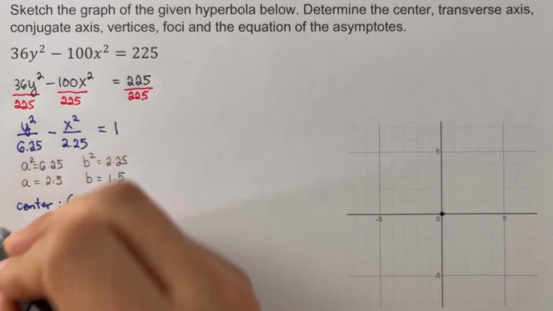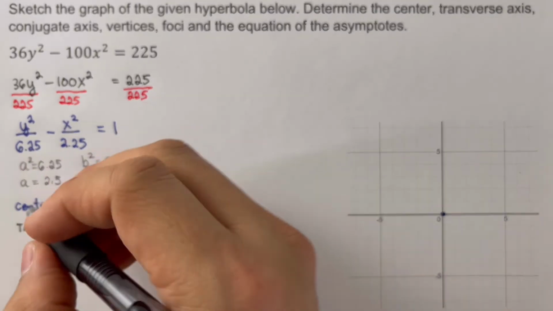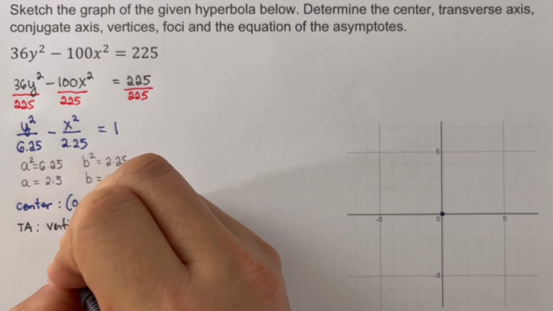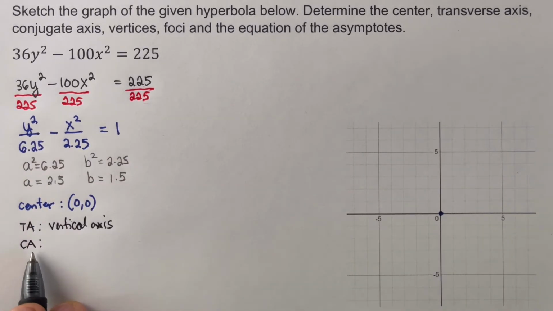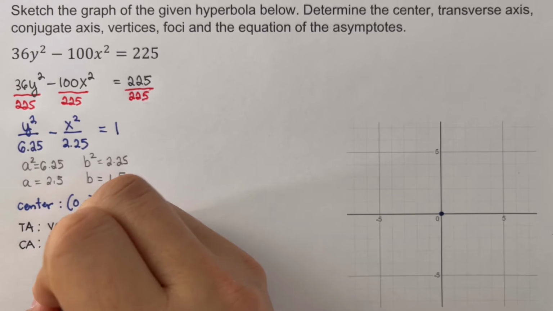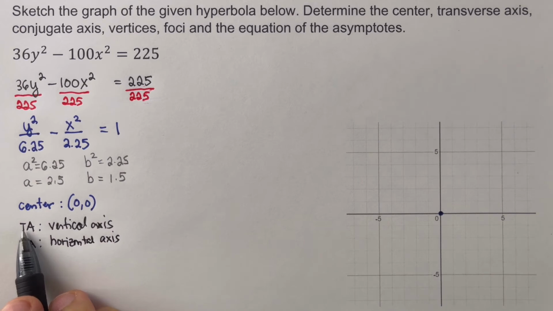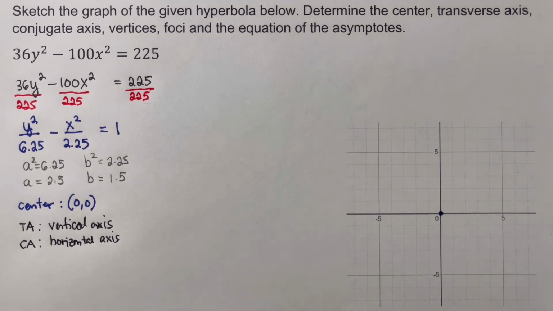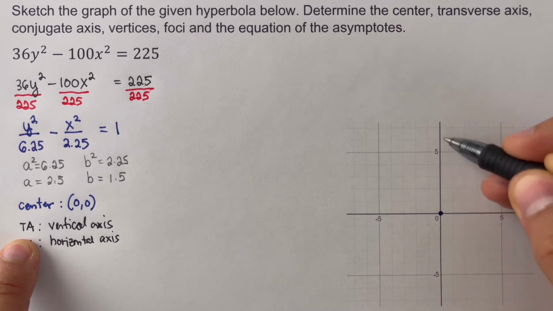So we can say that our transverse axis, our TA, is actually the vertical axis, while our conjugate axis, I'm going to write an acronym for that, would be the horizontal axis. Again, TA stands for the transverse axis, which is the vertical axis, while the conjugate axis is the horizontal axis. Since our vertical axis is the transverse axis, we can therefore say that our a is sitting along the y-axis.